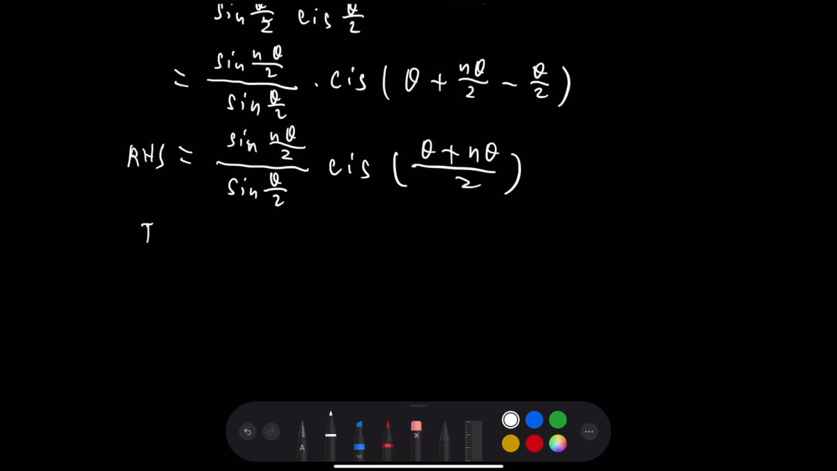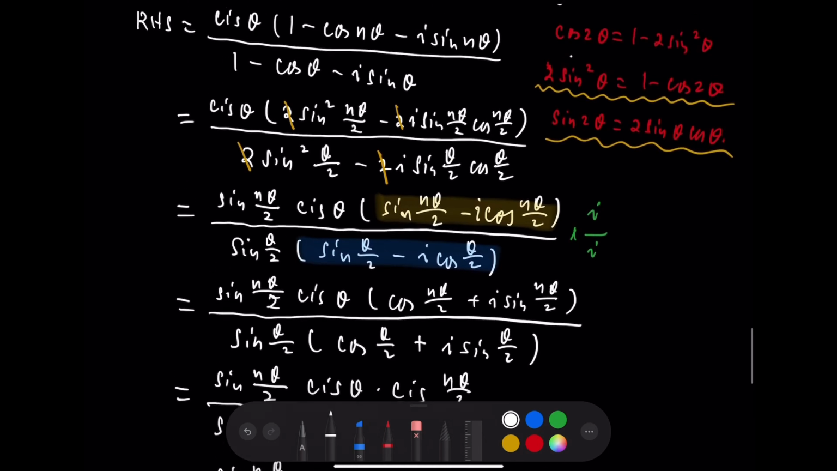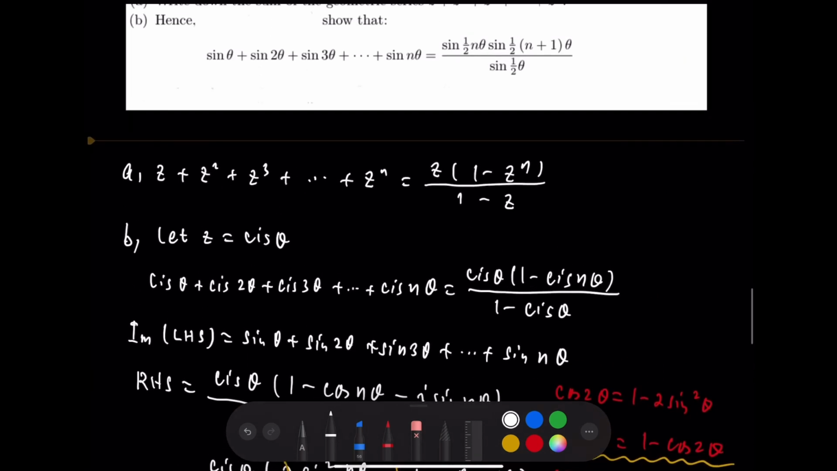Then remember, I'm going to find the imaginary part of my right-hand side again. The number in front is kept there: sine n theta on 2 over sine theta on 2. And for the cis, I'm just going to write sine because I'm finding the imaginary part. That becomes sine of (1 plus n) on 2 theta. So that's exactly the same as the right-hand side of the question. As you can see, it matches. So we're done.